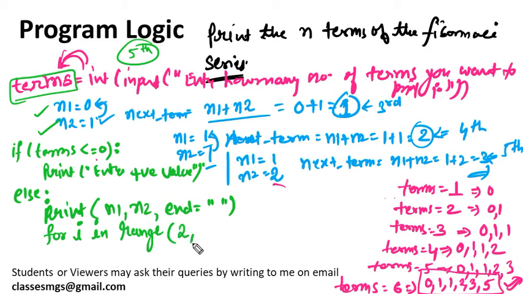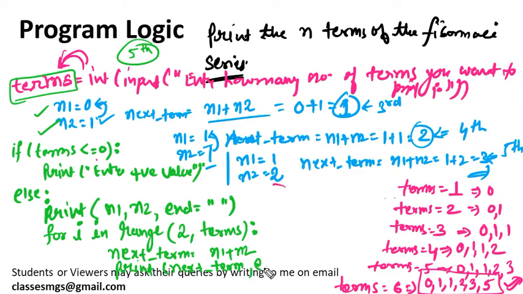Now from the second term onwards you need to print the terms. You will calculate the next term, which equals n1 plus n2, and you can print the next term here, print next_term, end equals blank. If you pass it like this, it will be shown on the same line, otherwise new lines will be printed. And now n1 will become the value of n2, and n2 will become the value of next_term. This is very important, otherwise it will not work.